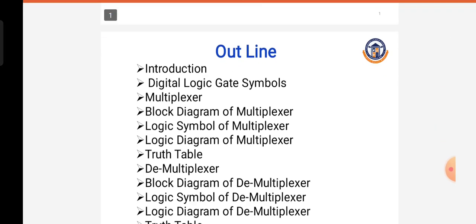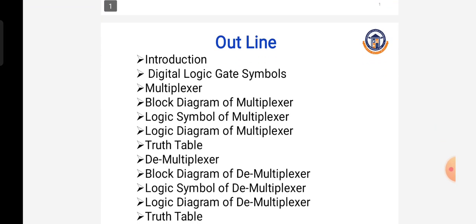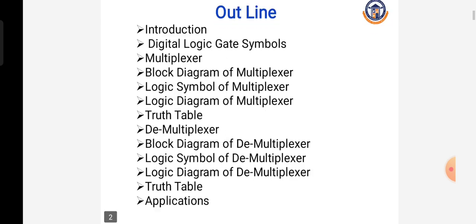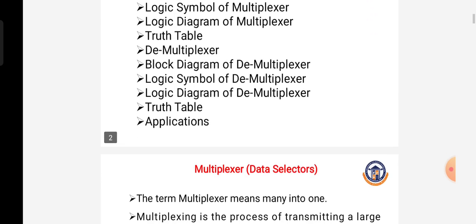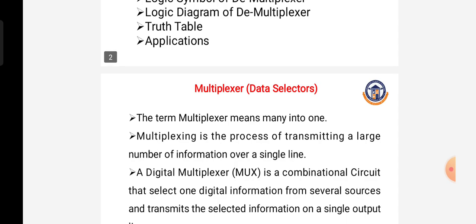So these are all topics we are going to discuss. Introduction, multiplexer, block diagram of multiplexer, logic symbol, logic diagram of multiplexer, truth table, demultiplexer, block diagram of demultiplexer, logic symbol of demultiplexer, logic diagram of demultiplexer, truth table, and finally application. Let's see one by one.